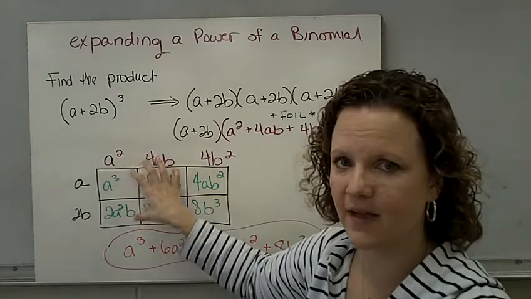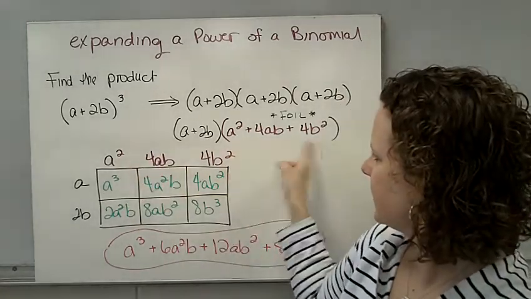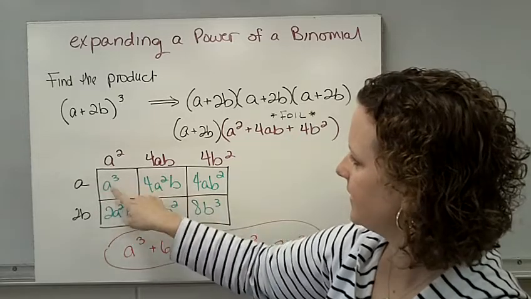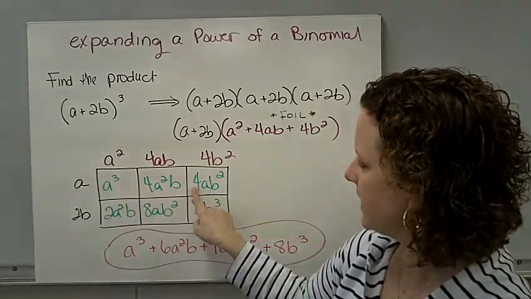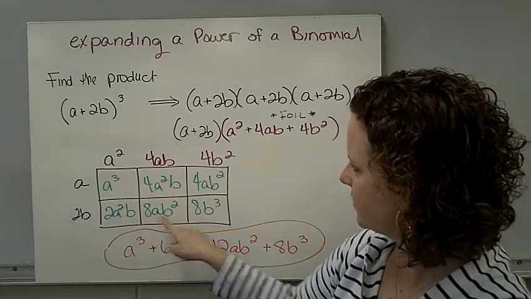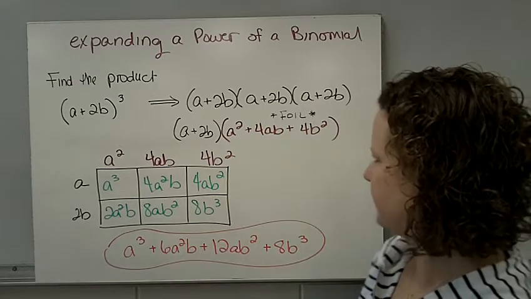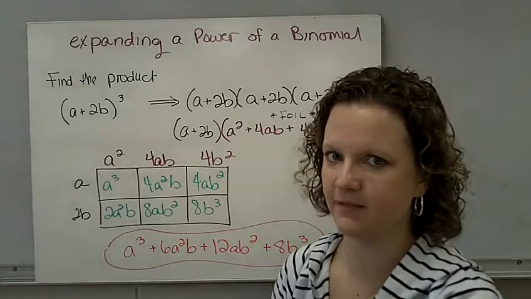I'm going to set up that table again because I think the table is pretty simple. What's in purple right there and what's in black? Fill in the table, do your multiplication, and add your diagonals. A squared, 6, 12, and 8. So not horribly difficult. Let's try another one.